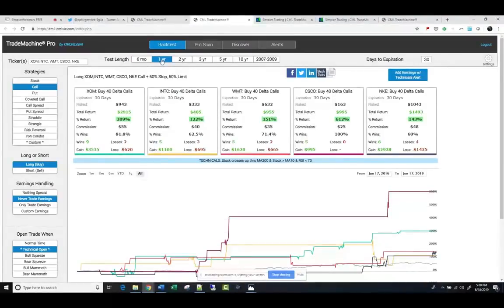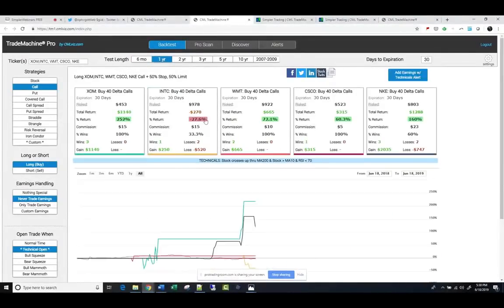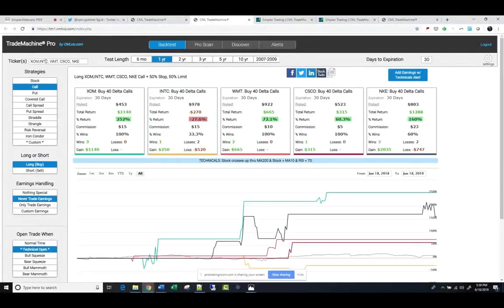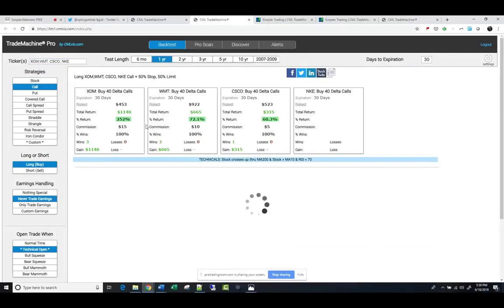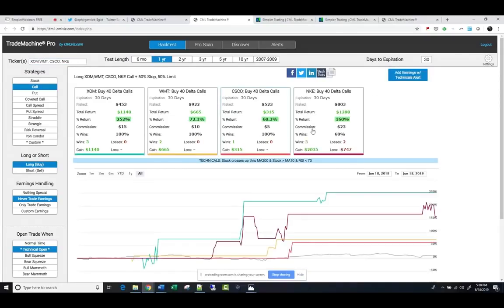So I'm going to look at the last year, just click this button, and all of a sudden Intel doesn't work. Well, you know what? Then I don't want to trade Intel. I have as many trades as I want. So I'm going to take Intel out and rerun it. Now I look at these and I say, yeah, for the Dow 30, ExxonMobil, Walmart, Cisco, Nike, yeah, I want to trade the dip.